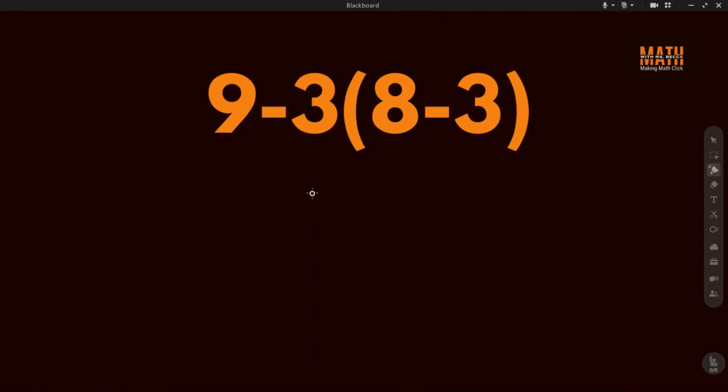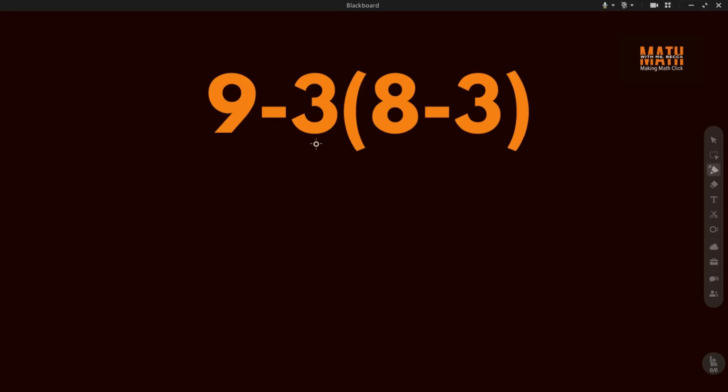9 minus 3(8 minus 3) looks simple enough, right? But this little expression tricks a lot of people. Here is what usually happens. They see 9 minus 3(8 minus 3) and jump straight into random subtraction.